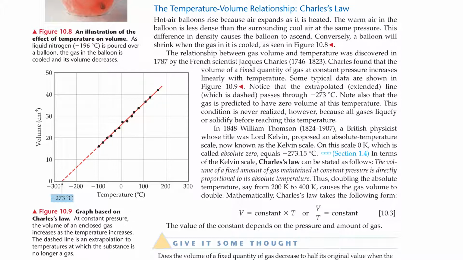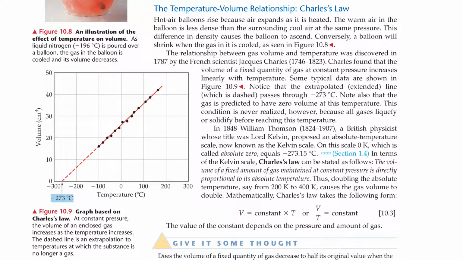Conversely, a balloon will shrink when the gas is cooled, as seen in Figure 10.8. The relationship between gas volume and temperature was discovered in 1787 by the French scientist Jacques Charles. Charles found that the volume of a fixed quantity of gas at constant pressure increases linearly with temperature. Some typical data are shown in Figure 10.9.